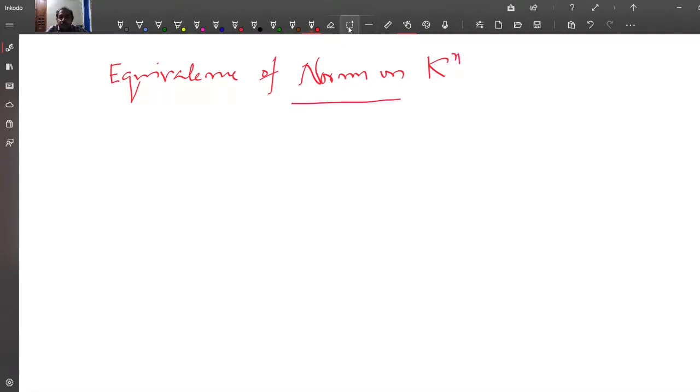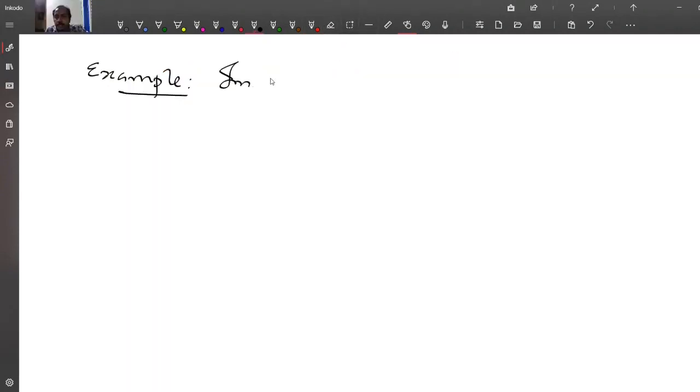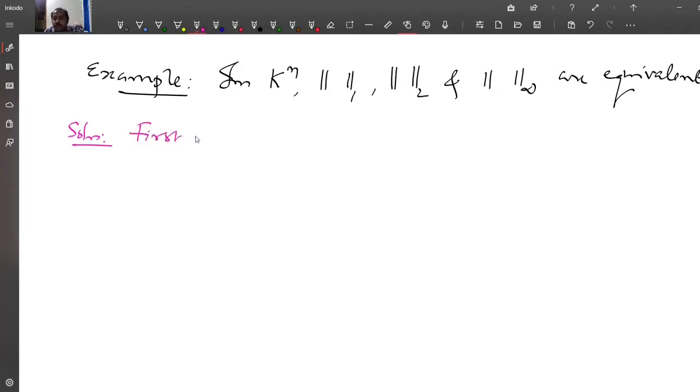Today we discuss equivalence of norms on Kn. In Kn, one norm, two norm and subnorm or infinite norm are equivalent. So first we prove that in Kn, one norm and two norm are equivalent.